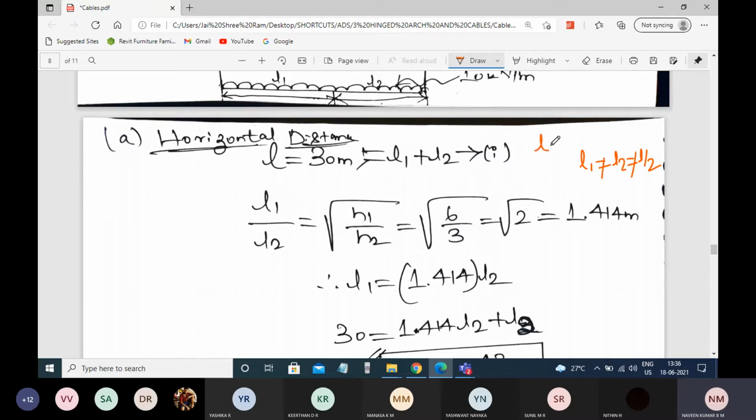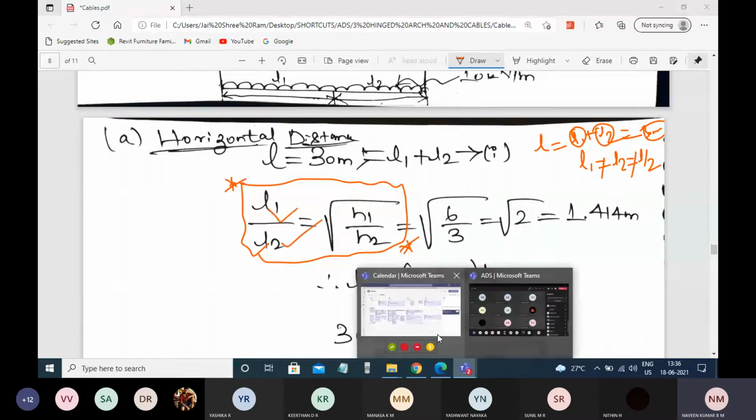So here L equals L1 plus L2. You don't know what L1 is, what L2 is, but we know that L1 plus L2 will be equal to the span of 30 meter. It is given in the problem statement. And by using this particular formula, I hope you will be able to get L1 as well as L2.